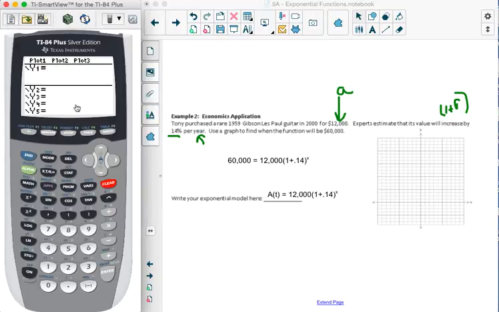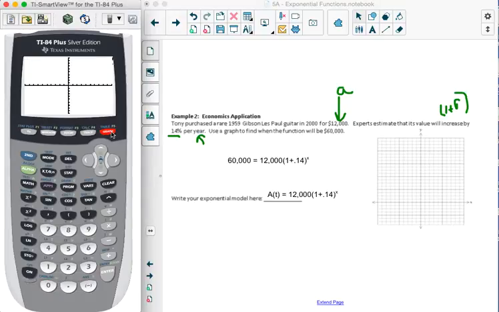On my calculator, I'm going to type in the growth model, 12,000. Sorry, 12,000 times 1 plus 0.14, which obviously I can write as 1.14. That's totally fine. To the power of x. And I'm going to enter that. And then the next one, I'm going to enter this as y1, and then I'm going to enter my 60,000 as y2. And what we want to do is we want to find out when the two meet.